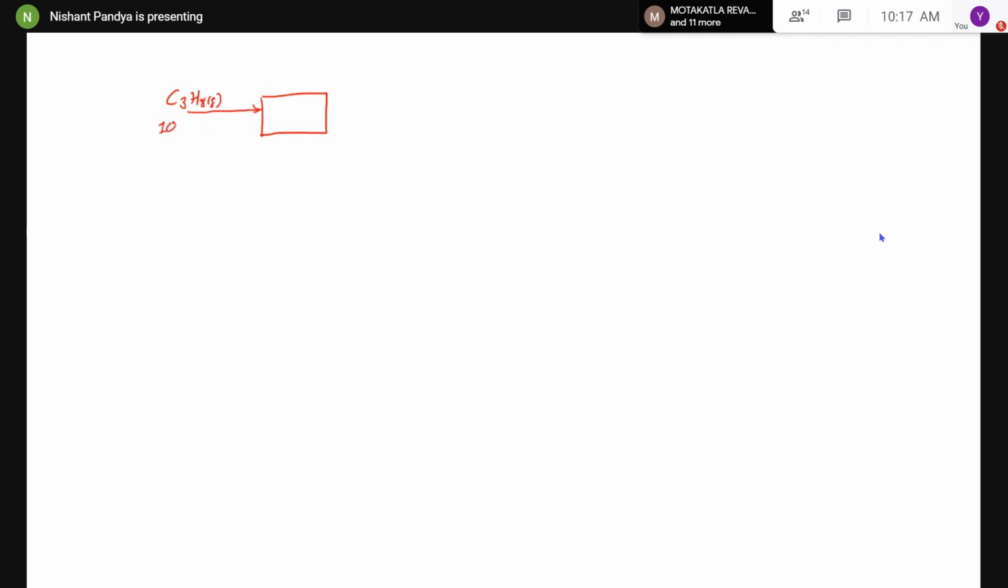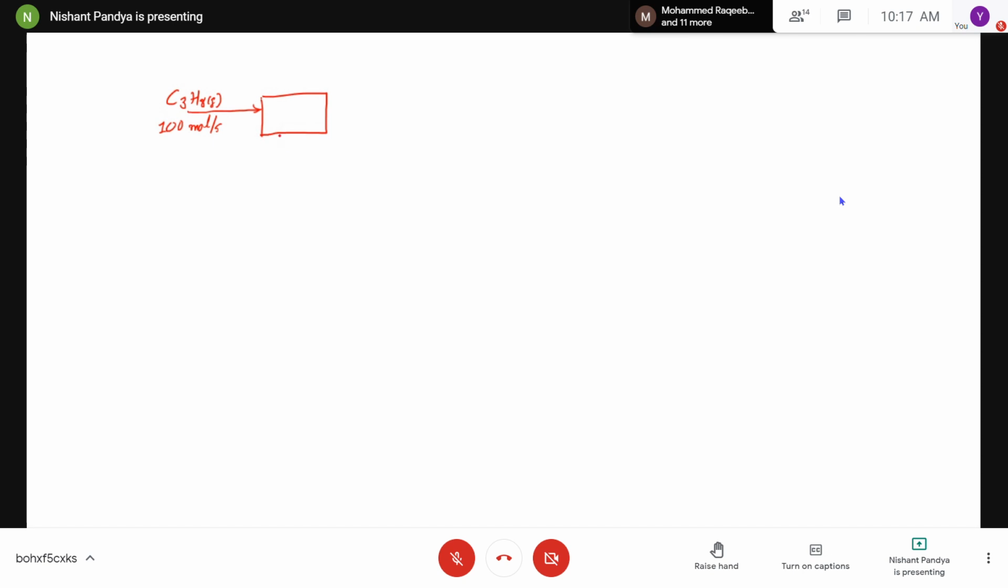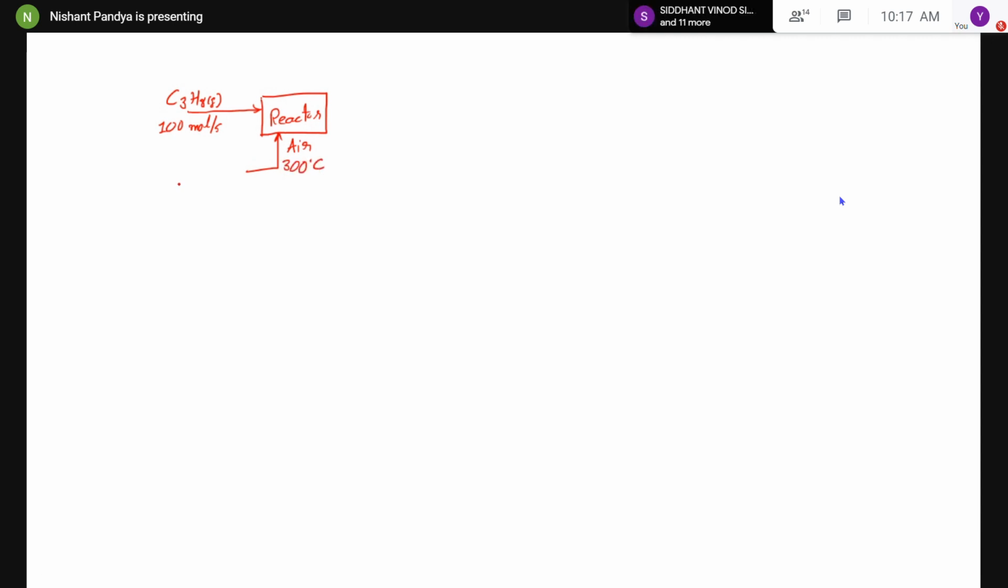and the flow rate is given as 100 mole per second. And then we burn this with air, right? So this is the reactor, and we use air which is at 300 degrees Celsius, right? So this contains oxygen and nitrogen.